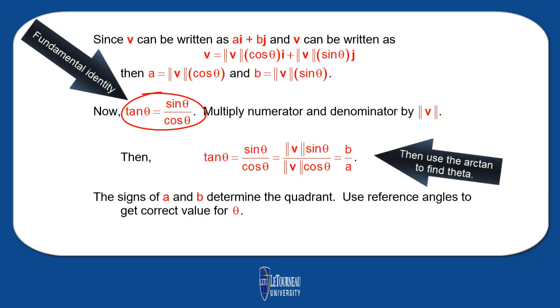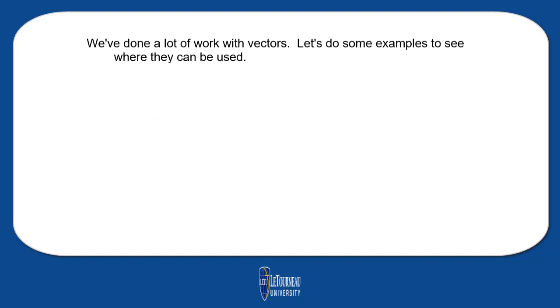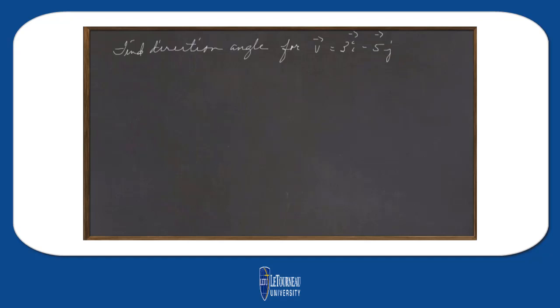The tangent of theta then equals the sine over the cosine. Multiply numerator and denominator by the magnitude of v and use the arctan to get the direction angle of the vectors. Now, let's try some examples to see where they can be used, those direction vectors with sines and cosines.